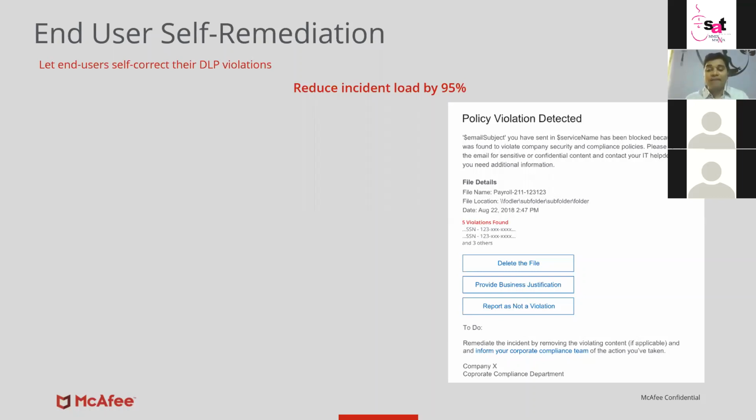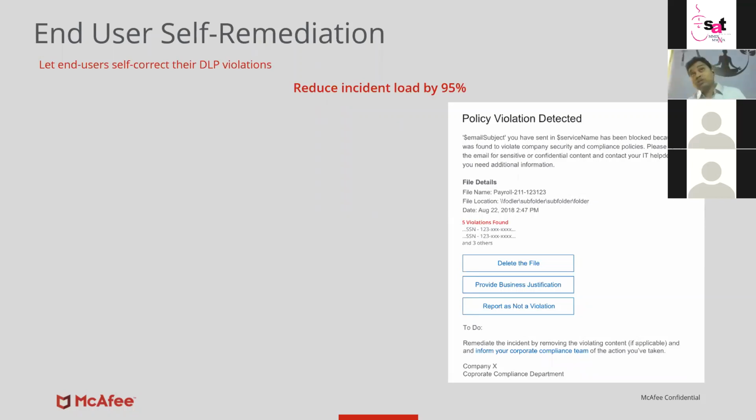So what we have done in the solution is add a capability where, as soon as the user violates a DLP policy, he gets an email automatically saying that he has violated a DLP policy. This is the file, or this is the folder, which is violating the policy. These are the extracts of the content. What do you want to do? Do you want to delete the file, provide a business justification, or report it as a non-violation?